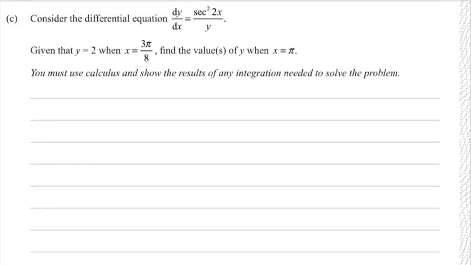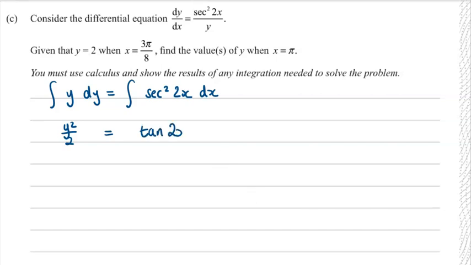Okay, part C, we've got this differential equation. We're going to need to separate variables because we've got the y's and the x's mixed up, so we'll start there. y over to the left, sec squared 2x and dx on the right. Integrate both sides, so we get y squared over 2. Look on the formula sheet for sec squared. Sec squared integrates to tan, and then because of the 2 inside it, we will divide by 2, and then plus c.